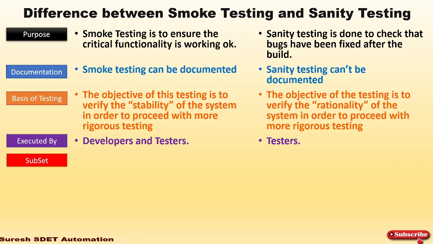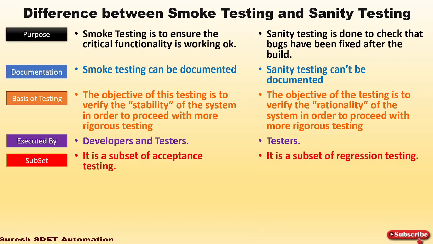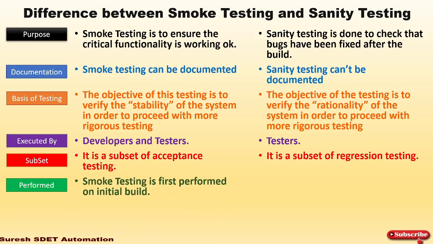If you consider subsets, smoke testing is a subset of acceptance testing, whereas sanity testing is a subset of regression, because after we perform sanity testing, we move further to regression testing. Smoke testing is performed on the first initial build. Whenever we get a new build from the developer, we first perform smoke testing.